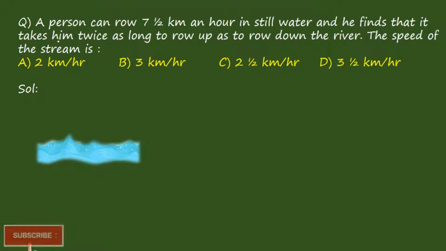Now come to the next question. A person can row 7 1/2 kilometers per hour in still water. He finds that it takes him twice as long to row up as to row down the river. The speed of the stream is? First we understand the question.